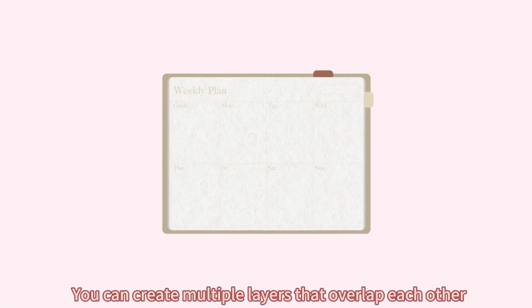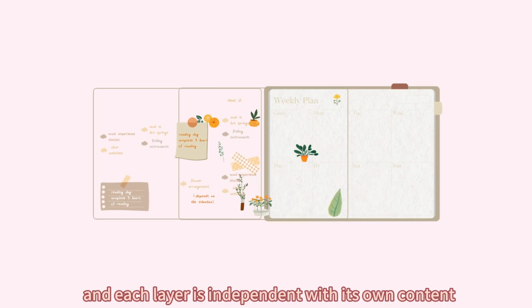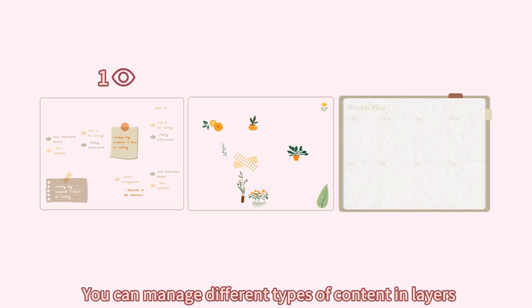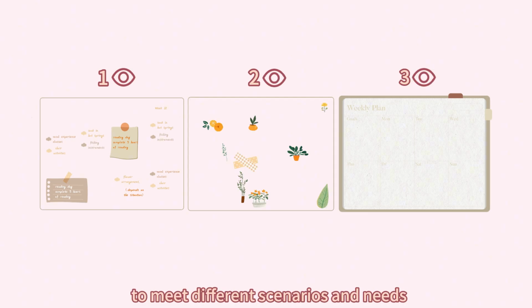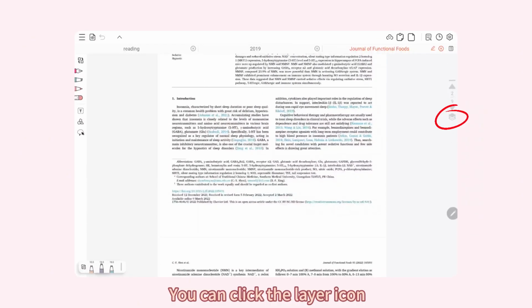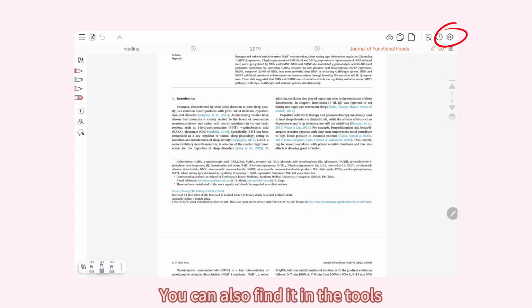You can create multiple layers that overlap each other, and each layer is independent with its own content. You can manage different types of content in layers and hide or show specific layers to meet different scenarios and needs. You can click the layer icon below the page number buoy to open it. You can also find it in the tools.